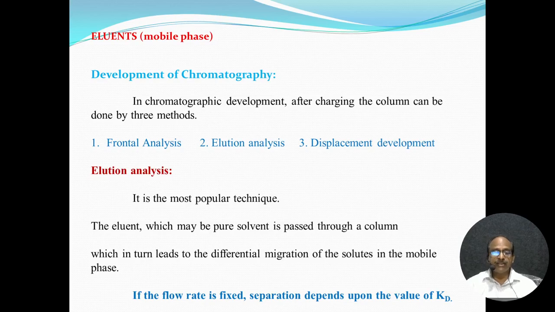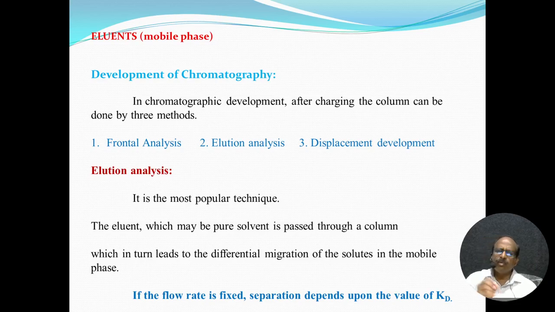Another one is the eluents. What is the mobile phase? Development of the chromatogram. The chromatographic development after charging of the column can be done by three methods: frontal analysis, elution analysis, and displacement analysis. What is the elution technique?